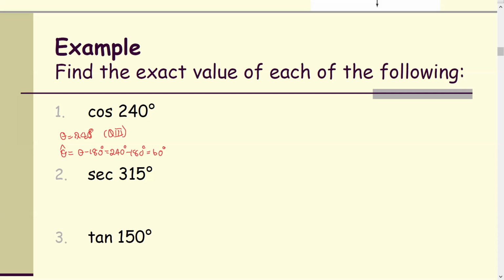For the cosine of 240 degrees, recall All Students Take Calculus. In quadrant 3, only the tangent and the cotangent are positive, so the cosine will be negative. The negative cosine of theta hat, the reference angle, so negative cosine 60 degrees will be the same as the value of the cosine of 240 degrees. Use the exact value table. The cosine of 60 degrees is 1 over 2. Therefore, the cosine of 240 degrees is negative 1 over 2.